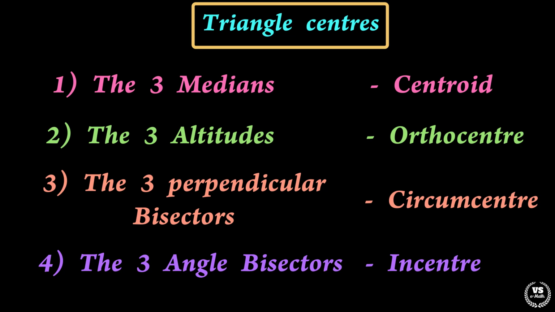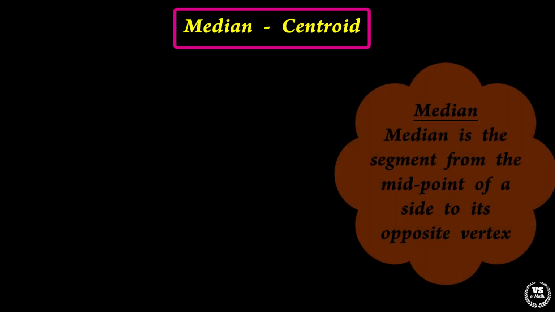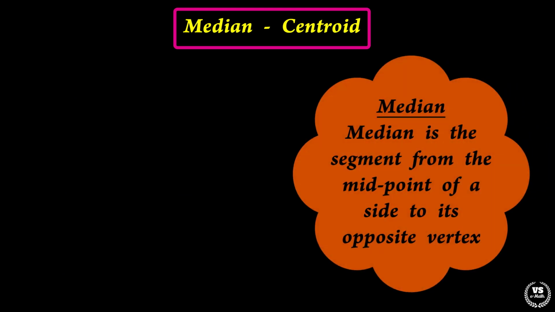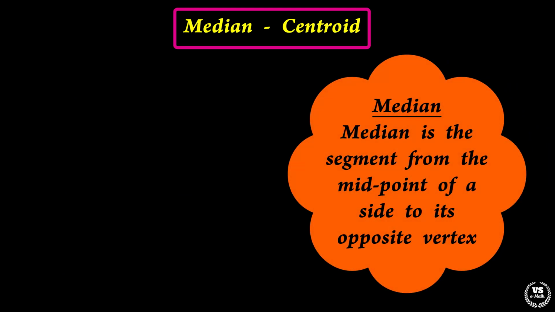All good learning starts with vocabulary. So, let's learn the meaning of these terms one by one. The first one is the median. A median is a segment from the midpoint of a side to its opposite vertex.